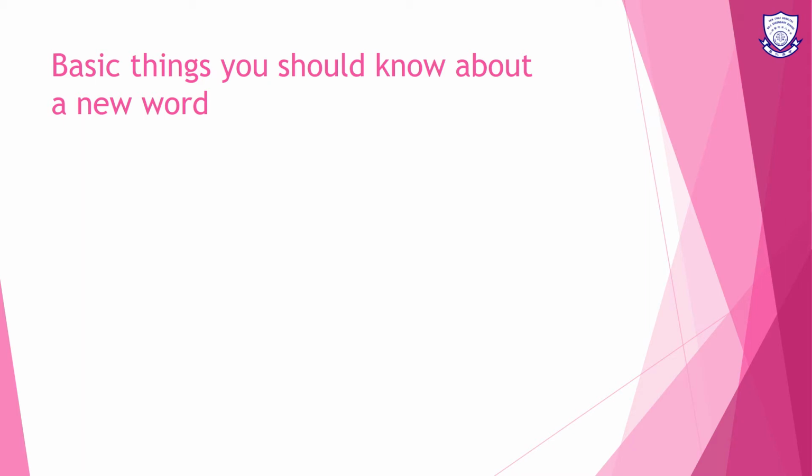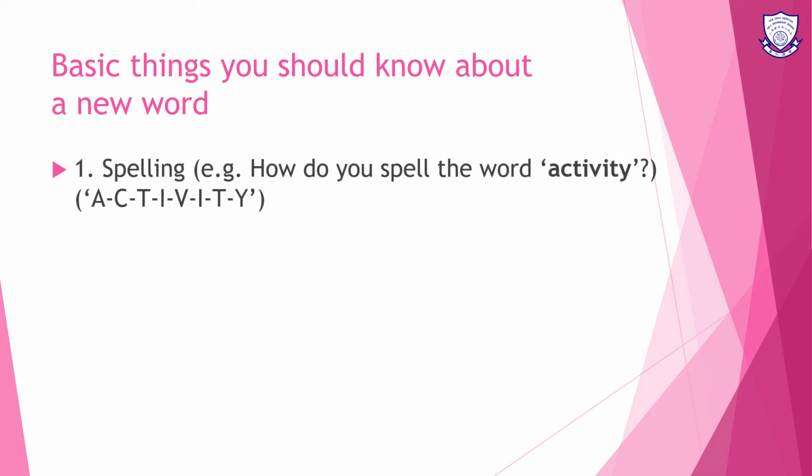There are some basic things you should know about a new word when you learn it. The first one, of course, is the spelling. That is, when someone asks you the question, how do you spell the word activity? Then you should know the spelling of activity is ACTIVITY.